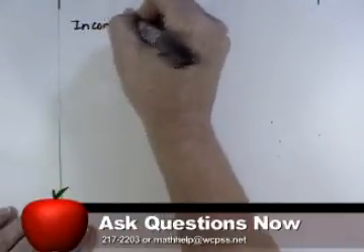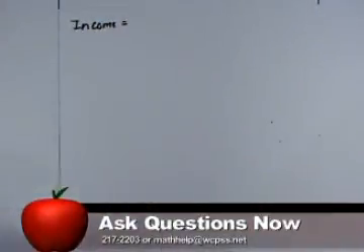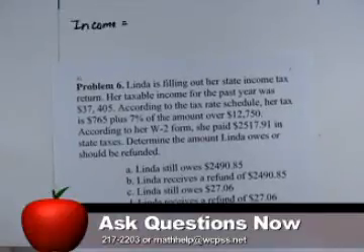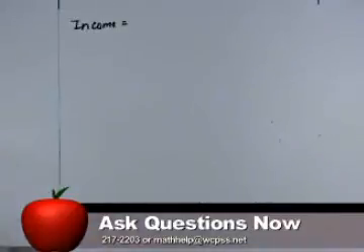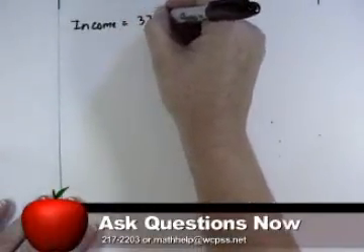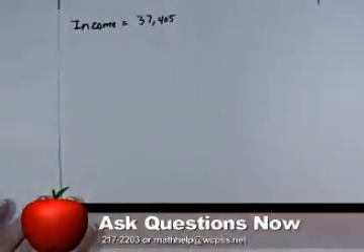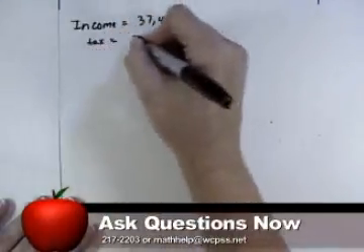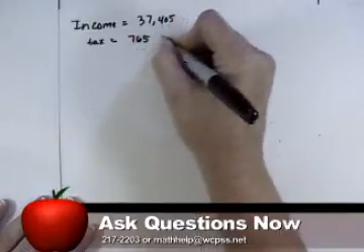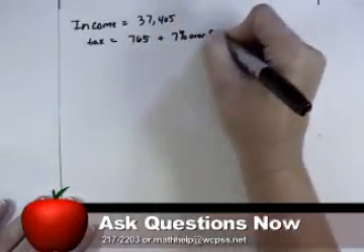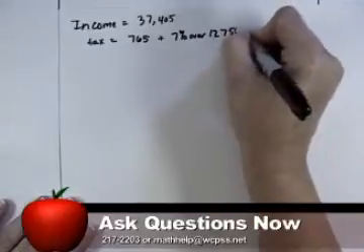And I know it's in the problem, but there's an awful lot of words going on in this problem, and that's oftentimes what scares you, is all the words. Just break it down to the math. So I'm going to pull out some of the important information. Her income was $37,405, okay? And it said that the tax was equal to $765 plus 7% over $12,750.